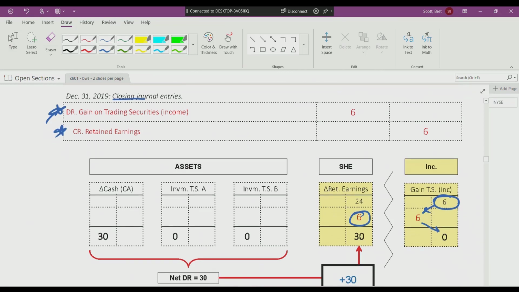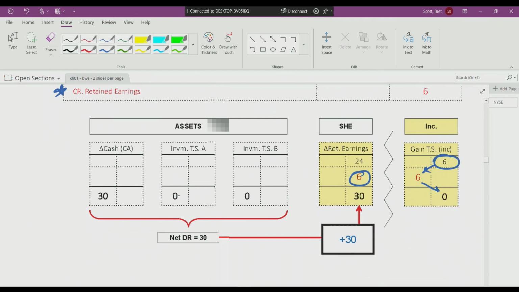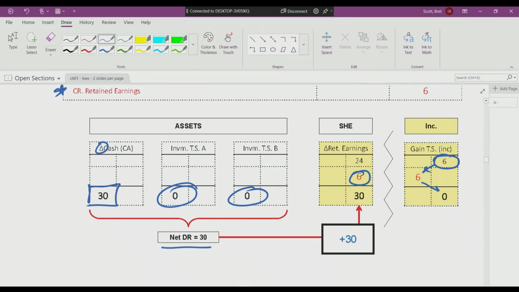And when we get down to the bottom, you can see I've cleaned out all my investment accounts. I have a net increase in cash of 30, not a bad little investment. Net debit of 30. On the equity side, you can see my retained earnings has increased by 30, just like in our analysis, right? Which is the whole reason why we did the analysis, just to make sure that if we've done everything right, the balances should make sense at the end.